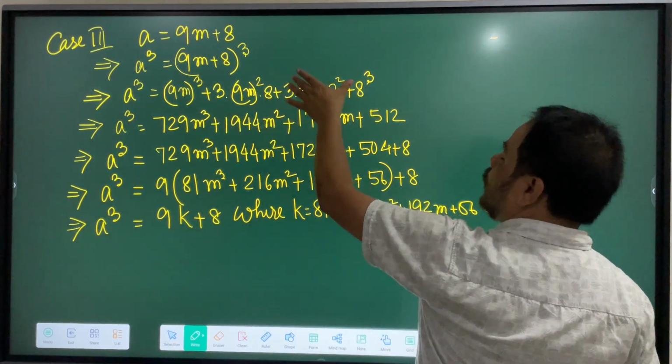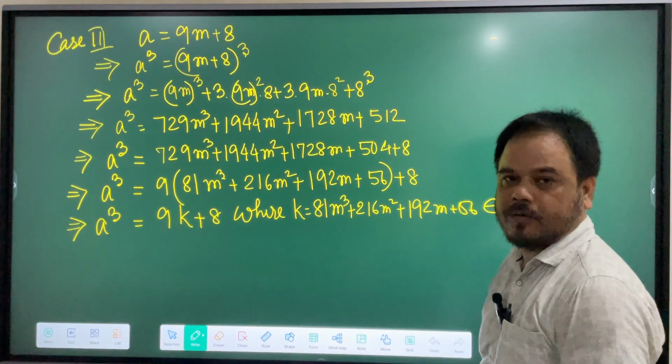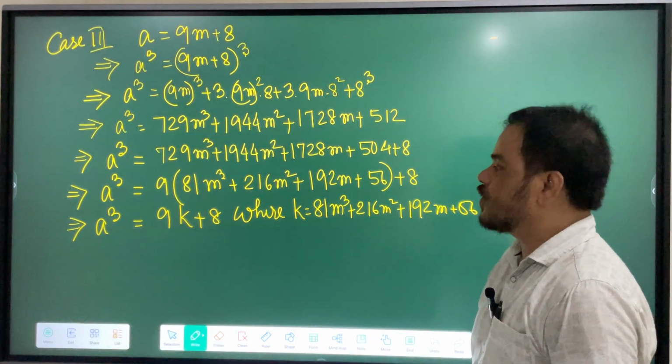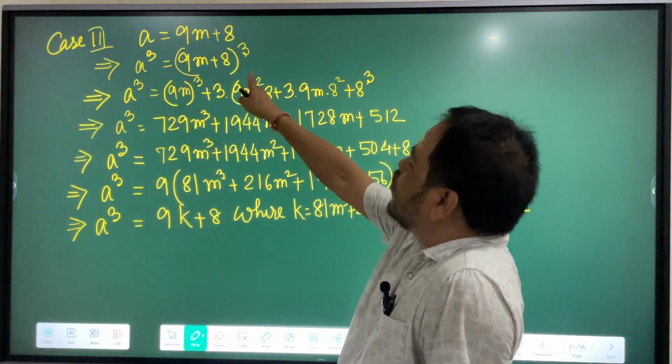9m plus 8, cubing both sides is done. Why is cubing done? Because cube is written in the question. If it were a square, then we could have done square. So this is also cubing both sides: 9m plus 8 whole cube, using the a plus b whole cube formula.